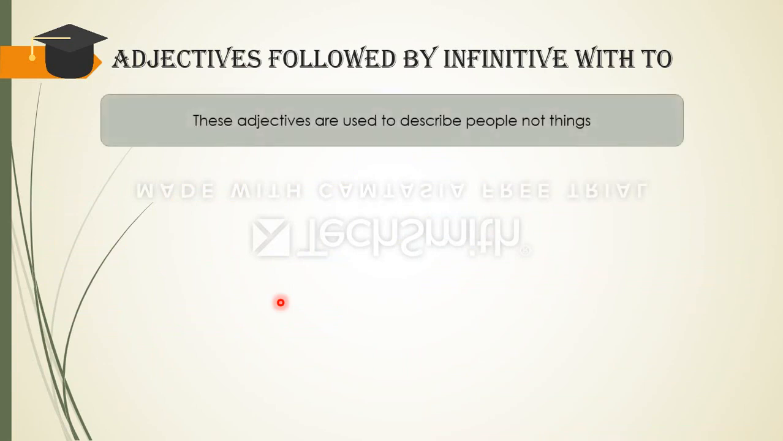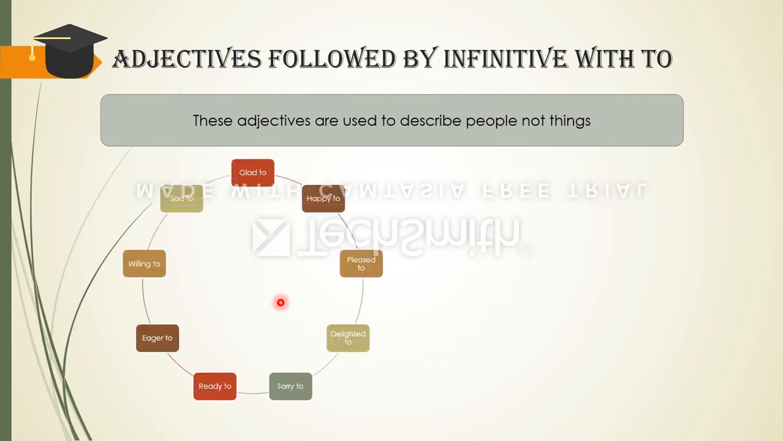Now let's speak please about some adjectives followed by infinitive with to. You know, sometimes we say English is difficult to learn, but it's not. English is easy to learn. Sometimes there are certain cases when we speak about some adjectives, and we follow them by an infinitive with to. These adjectives are used to describe people, not things. Look please, I'm glad to be with you. I'm happy to stay.